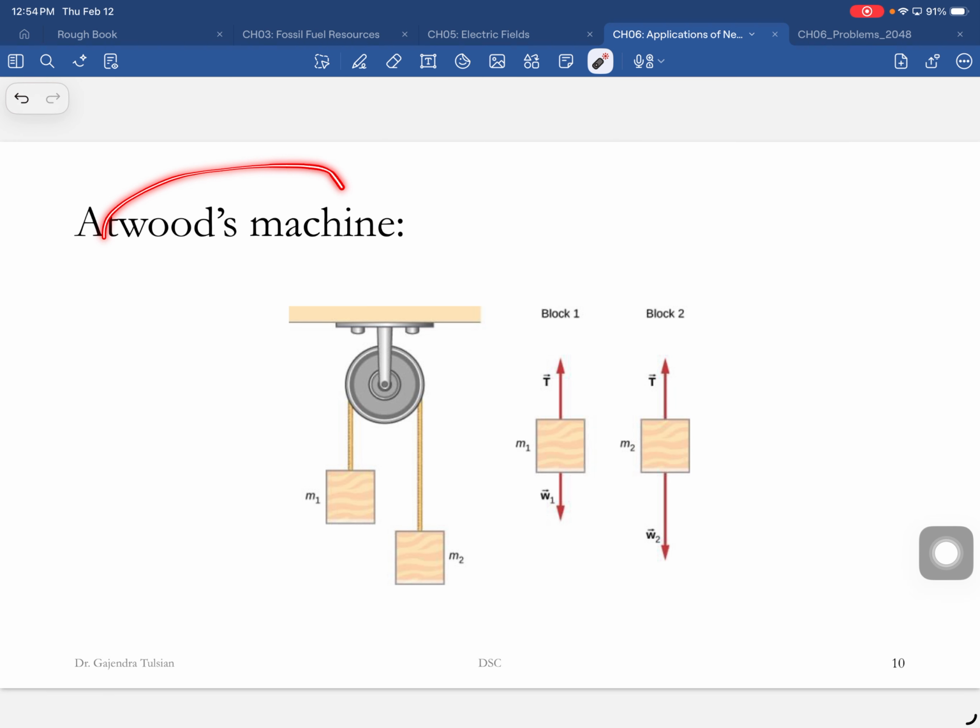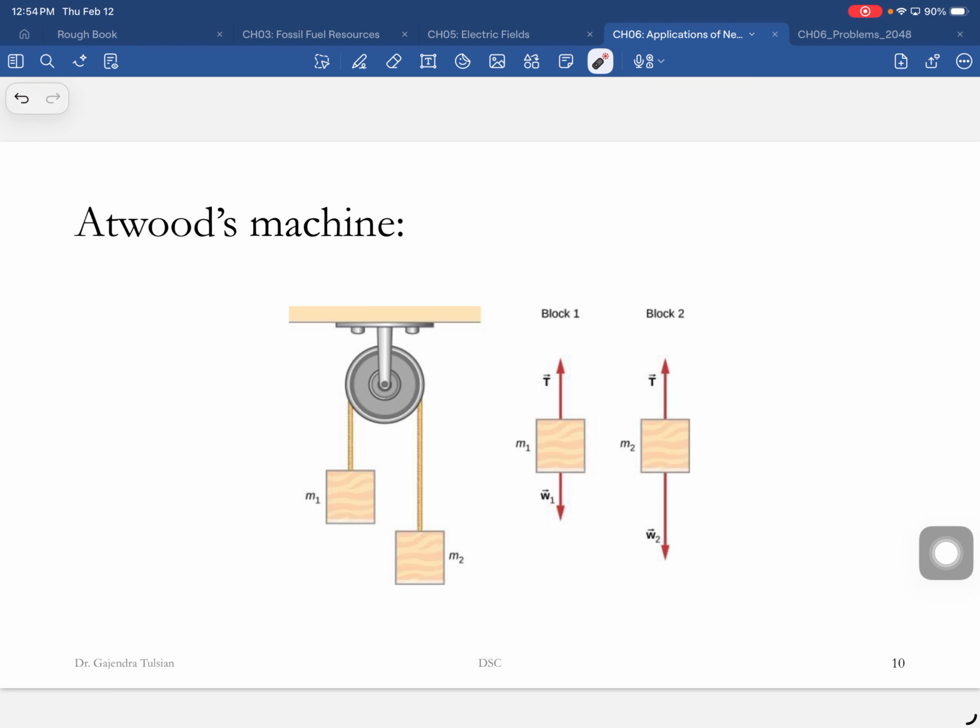All right, here's Atwood's machine. Mr. Atwood invented this to make falling objects accelerate at a rate smaller than g. If this mass was not there, and you let go, this would accelerate at g. How do you slow down this acceleration? You put a counterweight, and then the acceleration will slow down.